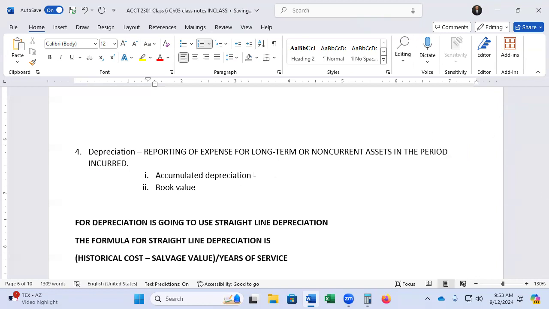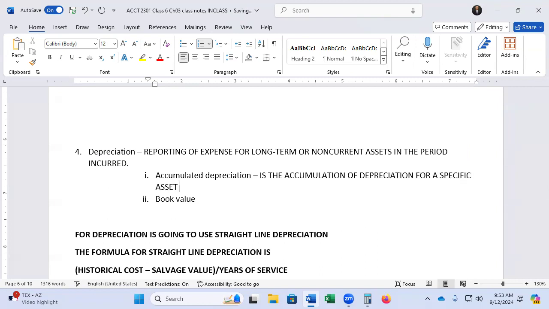Accumulated depreciation is the accumulation of depreciation for a specific asset or asset class. Remember, this is a contra asset account.